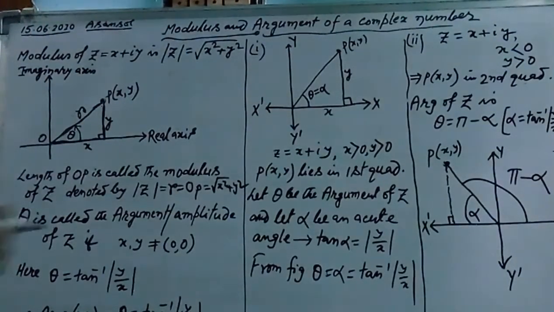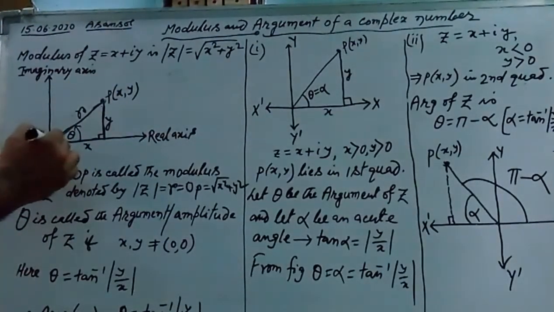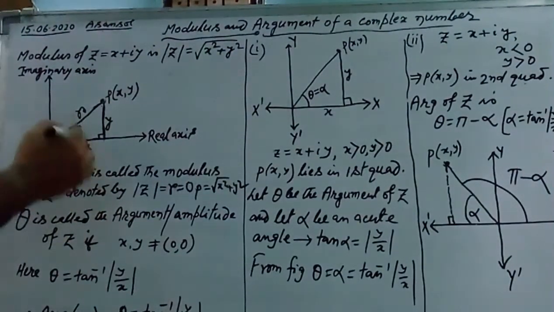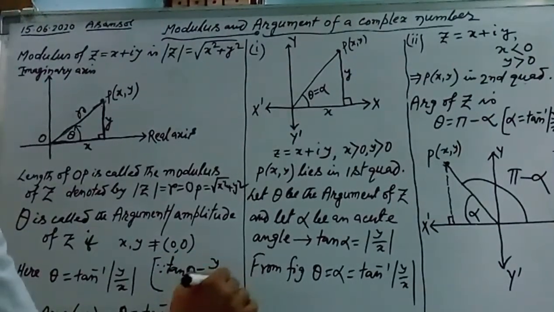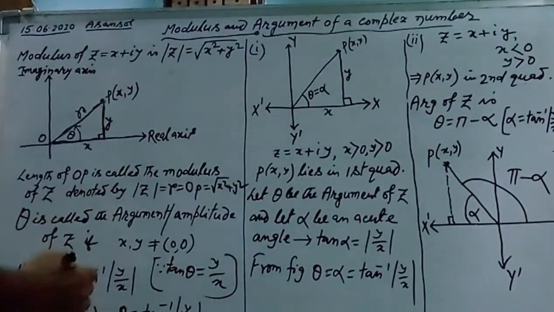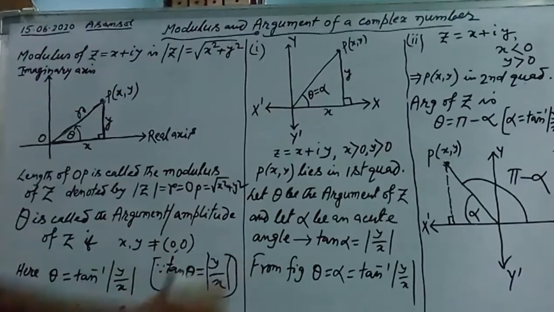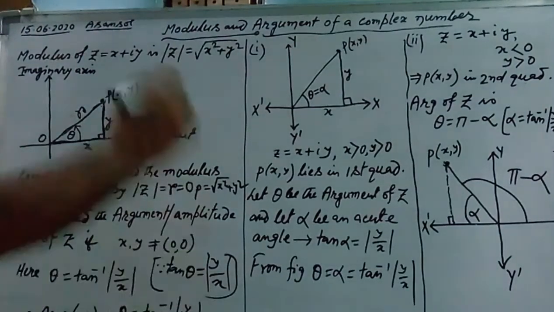If (x, y) is not equal to (0, 0), meaning this point cannot coincide with the origin, then what is theta? Here, in this triangle, tan theta is equal to y over x. So theta is equal to tan inverse of mod y by x. This theta is called the argument. So the argument of z is theta equal to tan inverse of mod y over x.